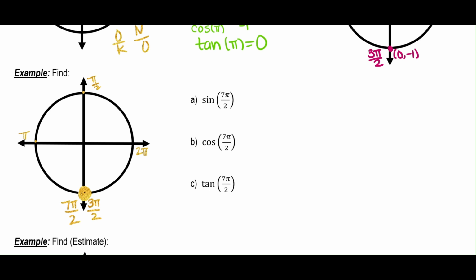So now that we identified where 7 pi over 2 is, I want you guys to pause the video and go ahead and see if you can figure out what is sine, cosine, and tangent. So pause the video because when I come back again, we're going to have the answer.